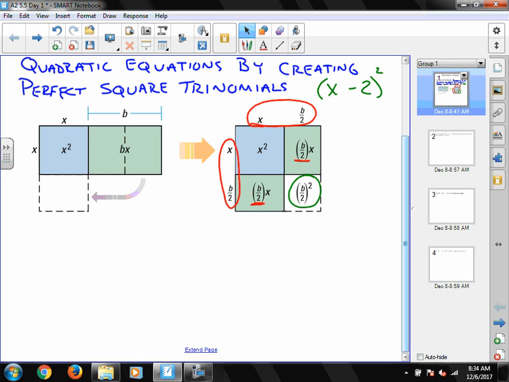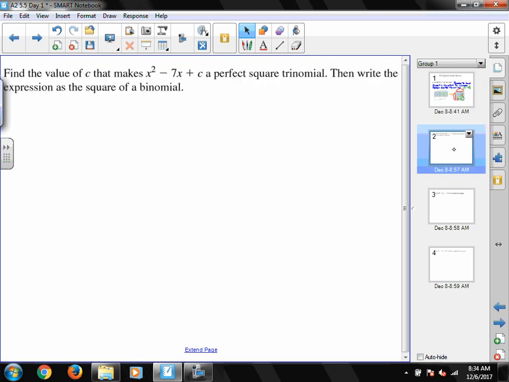This will work with any type of polynomial. Some people don't like it as much, but I'm good with it. I think it's very, very handy, and so I'll give you some examples here of what these are going to look like. The first one, we want to find the value of c that makes x squared minus 7x plus c a perfect square trinomial. Then write the expression as the square of a binomial.